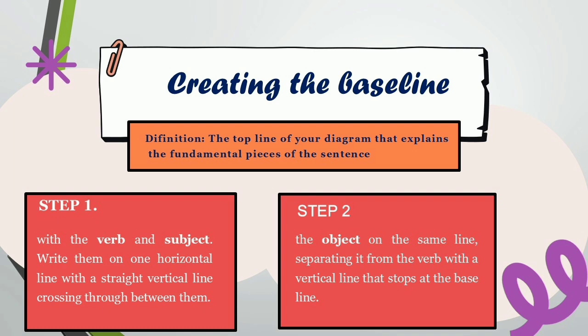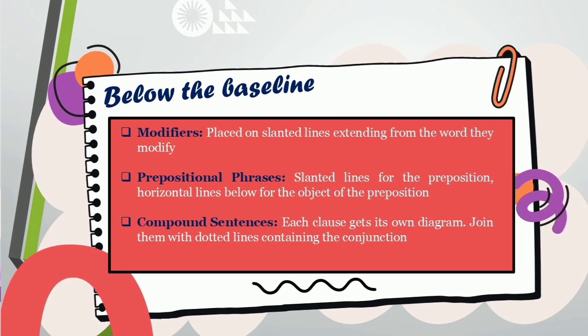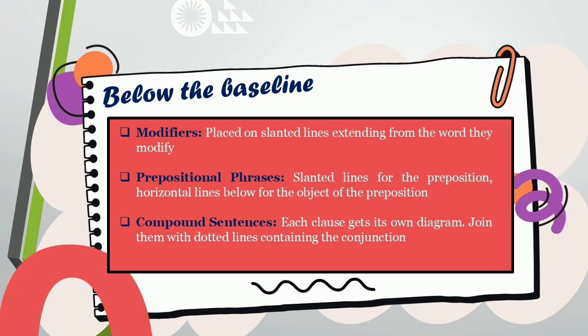Let's take a closer look at the concept of the baseline. The baseline is the foundational platform for your entire diagram. Think of it as a sentence skeleton. When we are creating it, do not follow the original word order of the sentence. Follow structural order. Instead, start by placing the subject on the left and the verb on the right, separated by our cross-through line. If a direct object exists, extend the same baseline out to the right and drop a clean boundary line that rests right on top of the baseline.